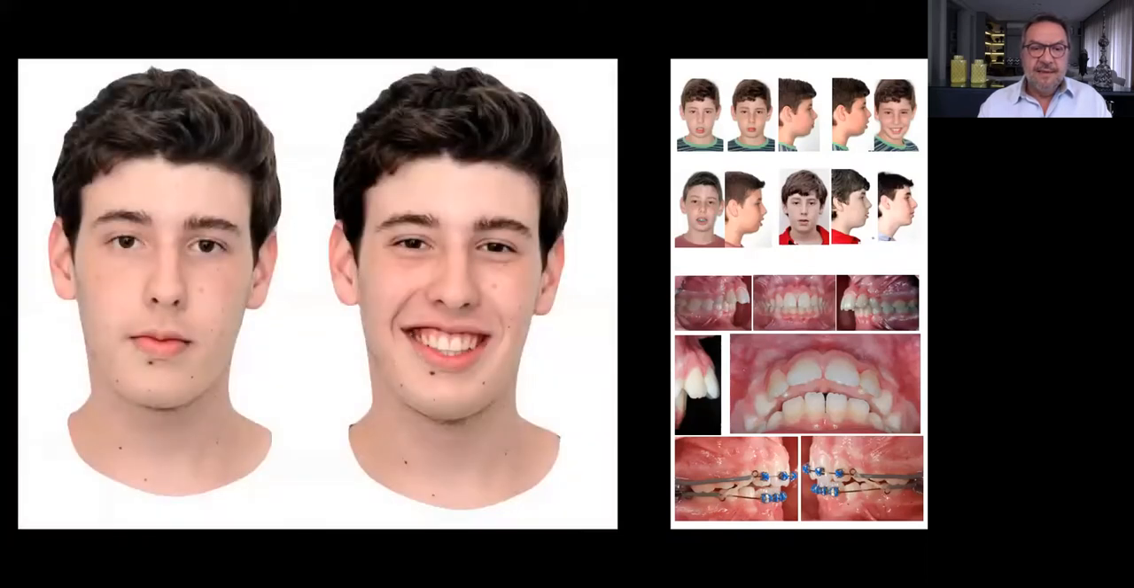And here, the boy's profile at the end of treatment. I put this picture to show how tall the guy became. In 1 year, the guy, he's almost two meters.